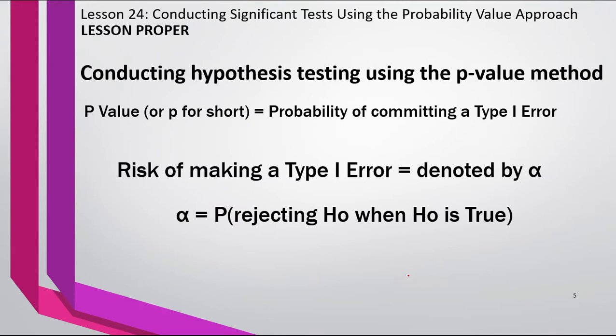Now, conducting hypothesis testing using the p-value method. Ano ang ibig sabihin nito? This means that the p-value, or p for short, is the probability of committing a type 1 error. Now, counterpart nito is the risk of making a type 1 error, which is denoted by alpha. Yun pala yung alpha natin. The alpha is equal to the p when rejecting the null hypothesis or when the null hypothesis is true. So, ito raw yung magde-determine kung i-reject natin or i-accept natin yung null hypothesis.